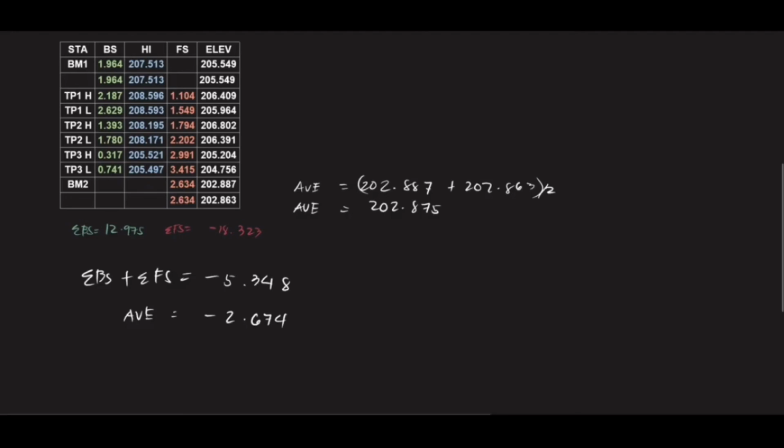So now that we have this average, let's take the elevation of our BM1. Elevation of BM1 plus this average. Now if this equals 202.875, then it means that you've done the arithmetic correctly.